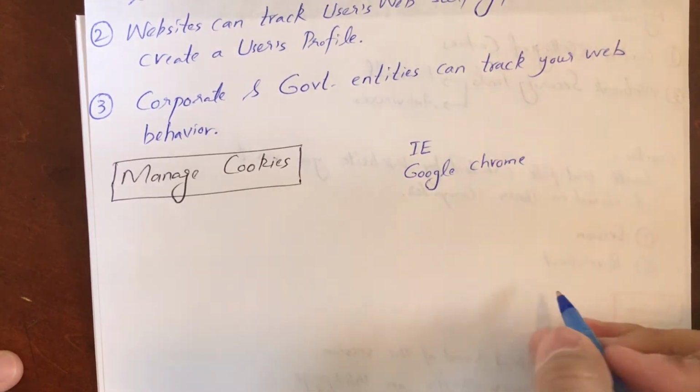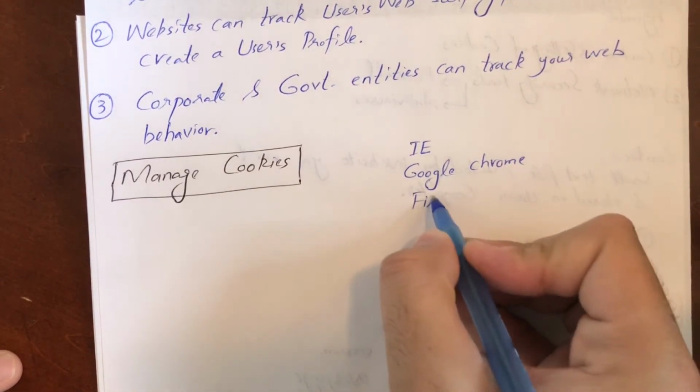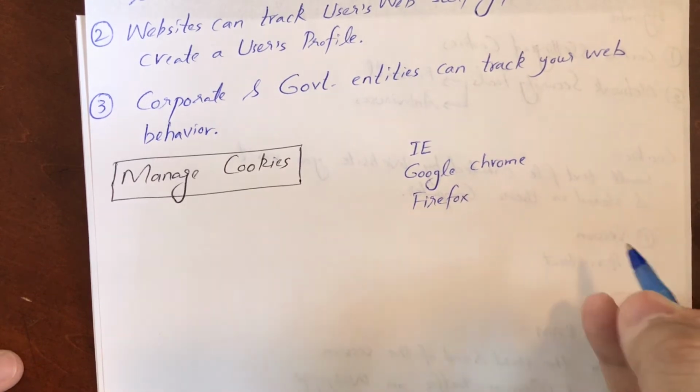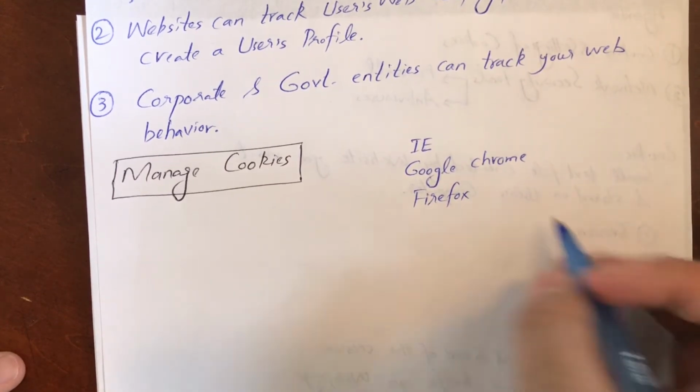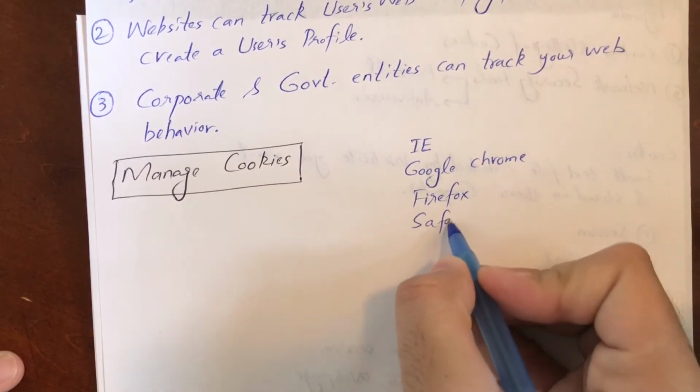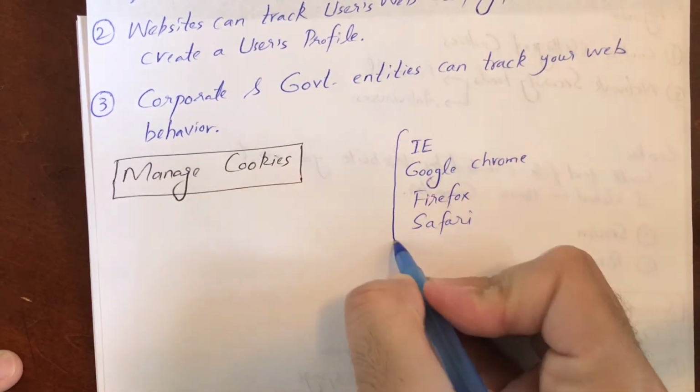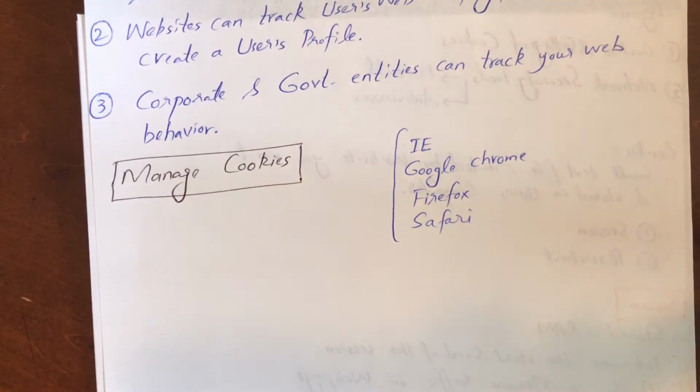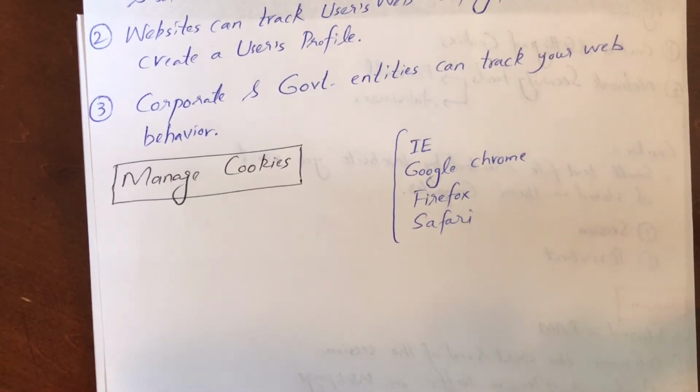There is another browser, Firefox. The people that actually use Apple, they use Safari. So these are four largely or widely used web browsers. So depending upon which kind of web browser you use, your cookie settings are different.